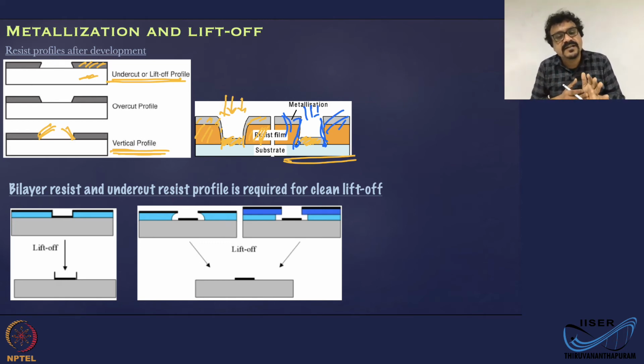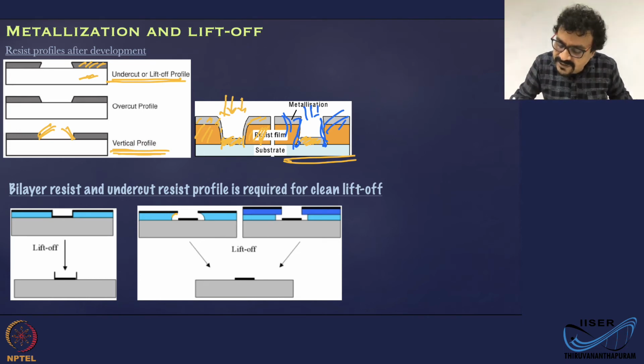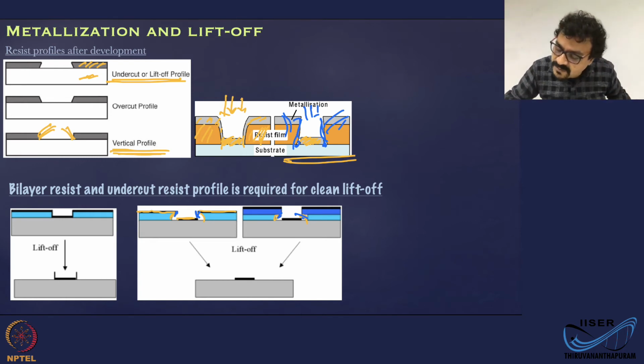Vertical profile is also fine as long as the metal deposition is perfectly normal to the substrate, so that you have a break in the film at the edges of the resist, or the sidewalls of the resist. But usually the undercut profile is obtained by using a bilayer resist scheme, where you have a weaker bottom layer that will undergo more chemical change and give you a cave-like feature. Something like this. So naturally the metal which is deposited will get broken at the side. There are breaks here, so that the liftoff will be clean. When you strip the resist, all this portion will disappear, and you will eventually end up with only this piece here, as shown here.